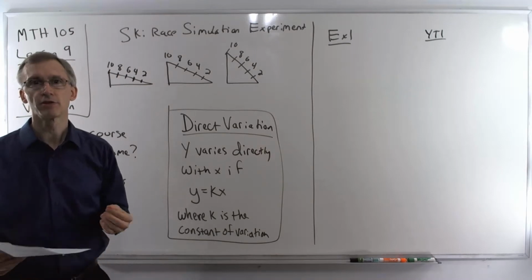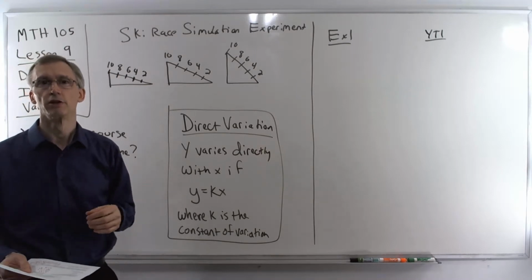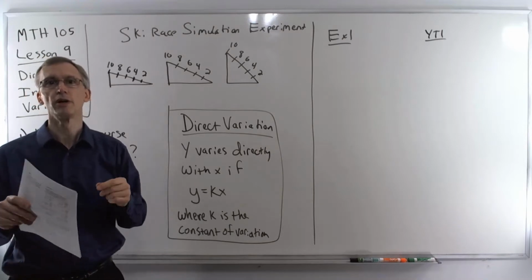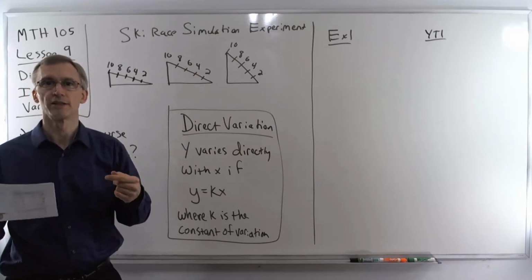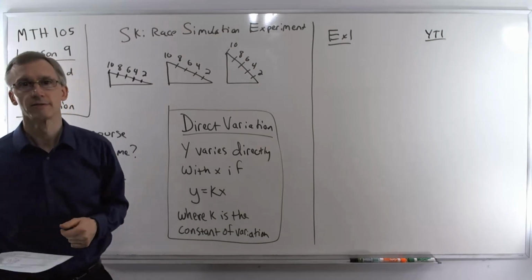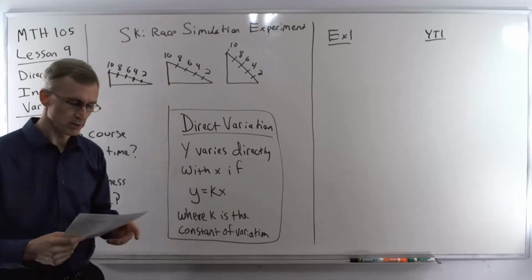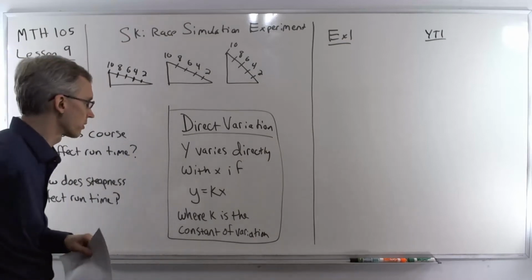And so these are examples of direct and inverse variation. Direct variation is when two variables change in the same way. As one increases, the other increases. And that's what we're going to explore first. So, direct variation.